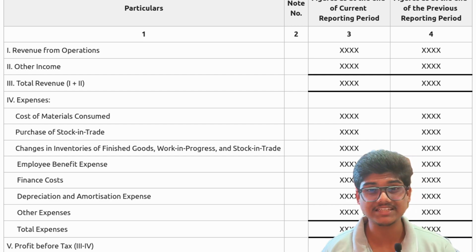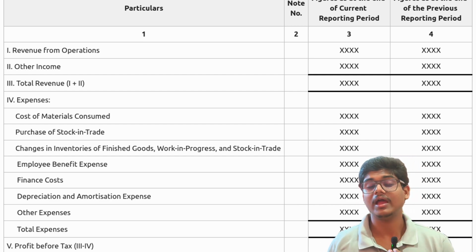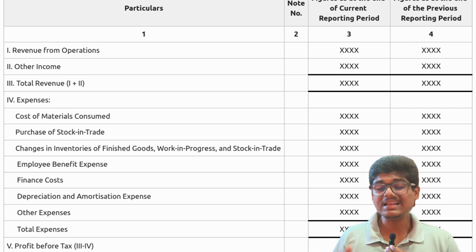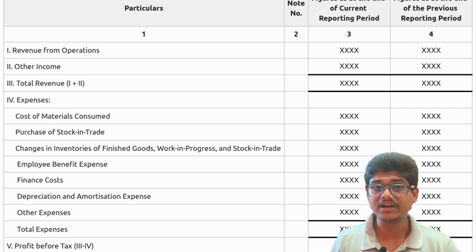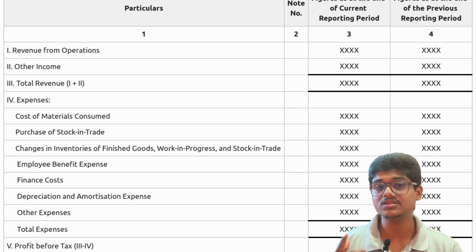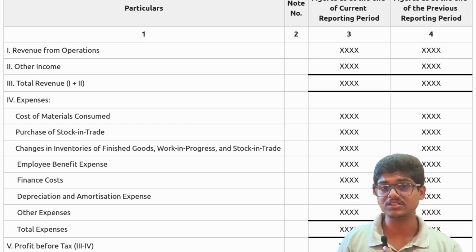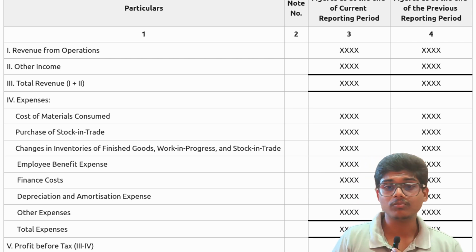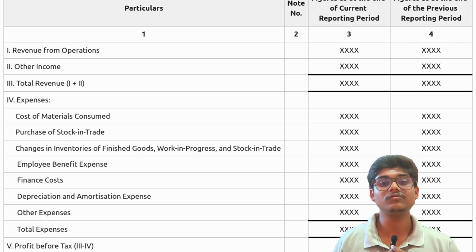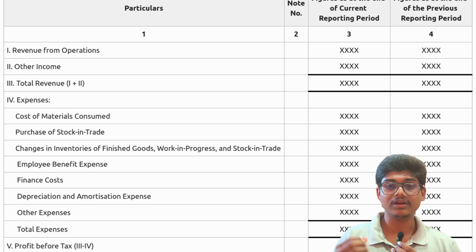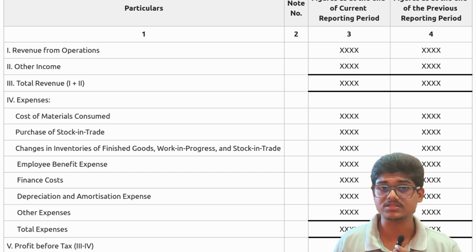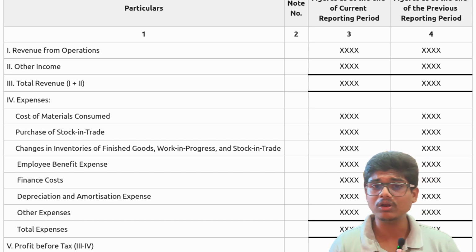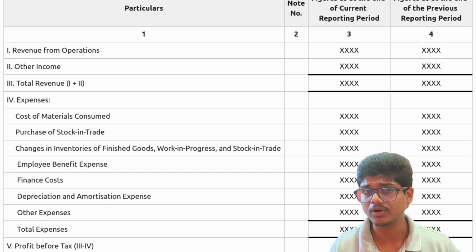Moving towards the second section, which is expenses. In these expenses we can see there are mainly 6 to 7 terms defined: first is cost of material consumed, second is purchase of stock in trade, changes in inventory of finished goods, work in progress and stock in trade, employee benefits, finance cost, depreciation and amortization, and other expenses. Now one by one, what are they? We have only four things that are very important to understand.